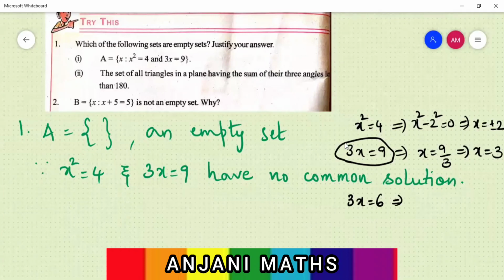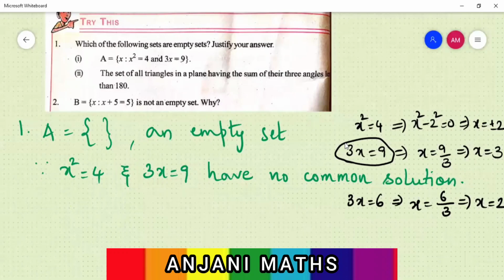What will be the solution? 3x equal to 6 implies x is equal to 6 by 3. So what is the value of x? x is equal to 2. Whether these two equations have the same solution? Any common solution for these two equations? Yes. For the first equation, x square equal to 4, x is equal to 2 is a solution. For the second equation, 3x is equal to 6, x is equal to 2 is a solution. These two equations have a common solution, x is equal to 2.